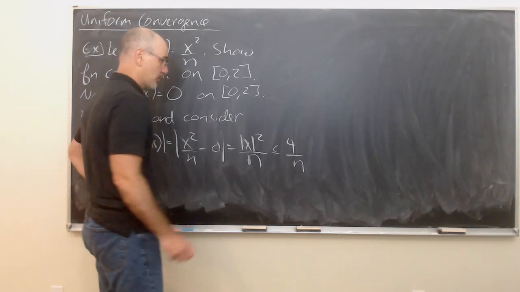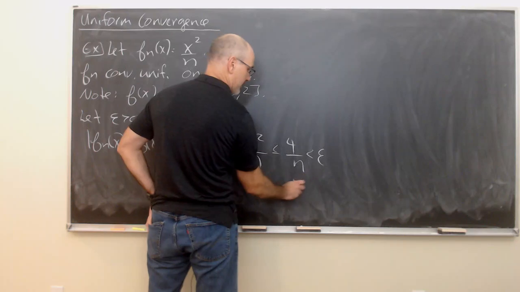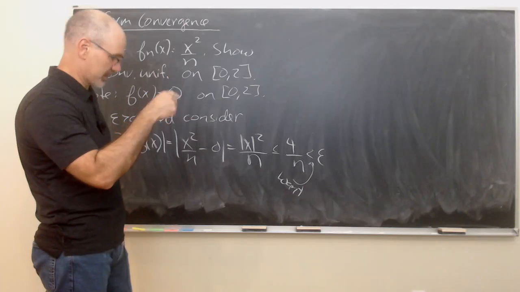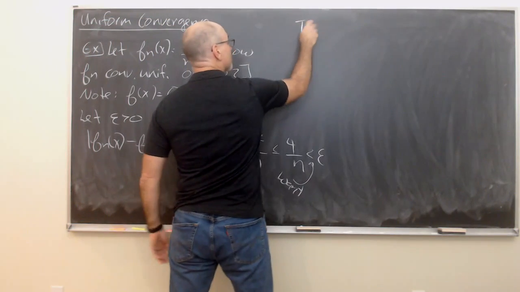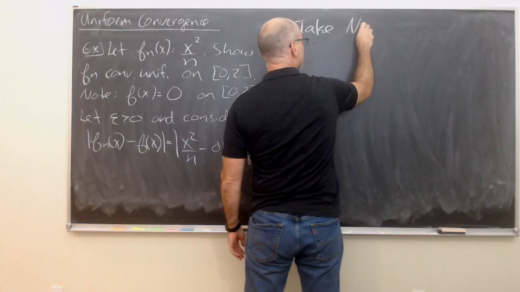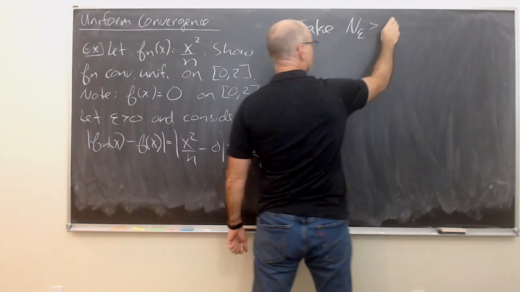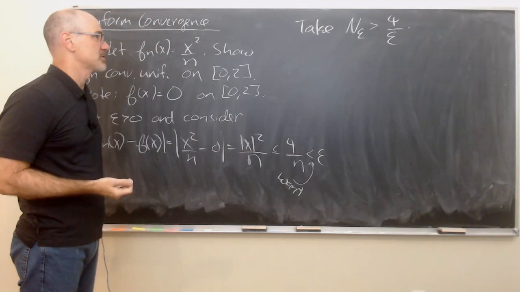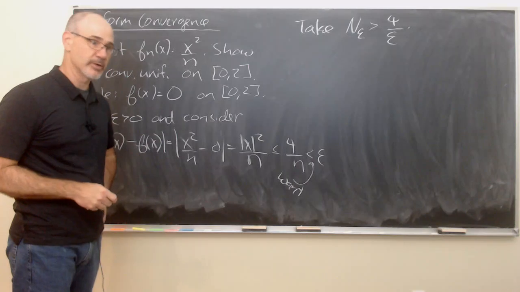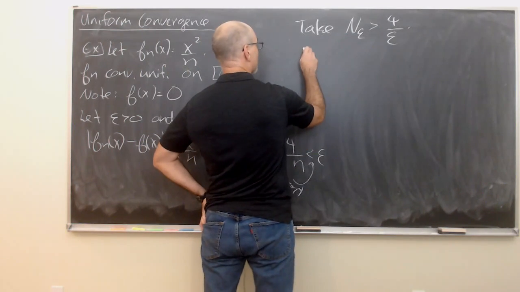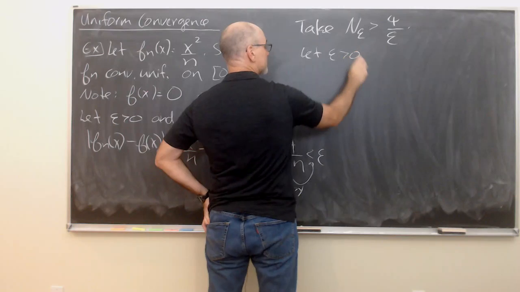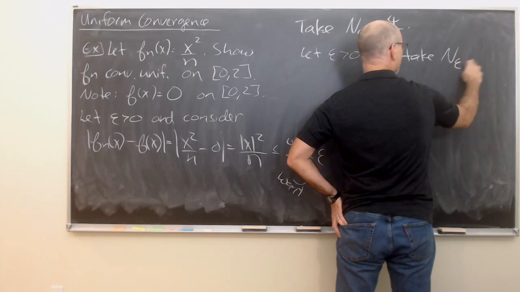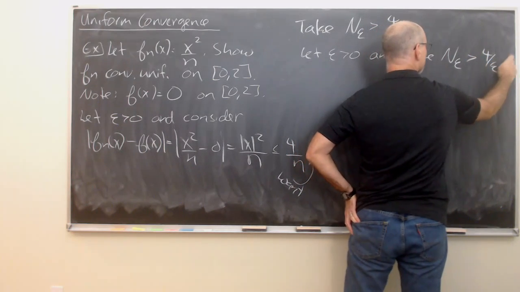And now we want that to be less than epsilon. So if you move the n over and the epsilon over, this will happen if we take n sub epsilon to be bigger than 4 over epsilon. And then we finish this up the same way we would many of our other proofs. Let epsilon bigger than 0, and take n sub epsilon something bigger than 4 over epsilon.